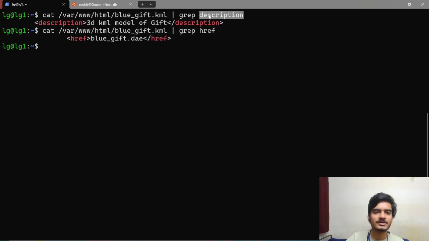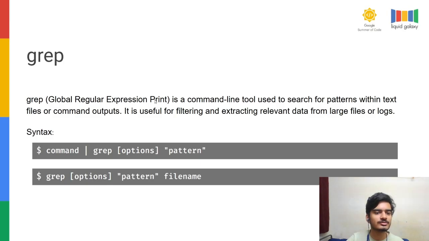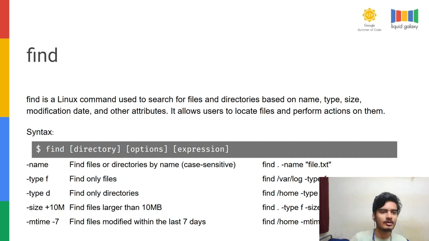Instead of these href and description, a regular expression could also be used with grep. Like here, instead of this pattern, a regular expression could be replaced with it, and it will give all the lines that match this regular expression.